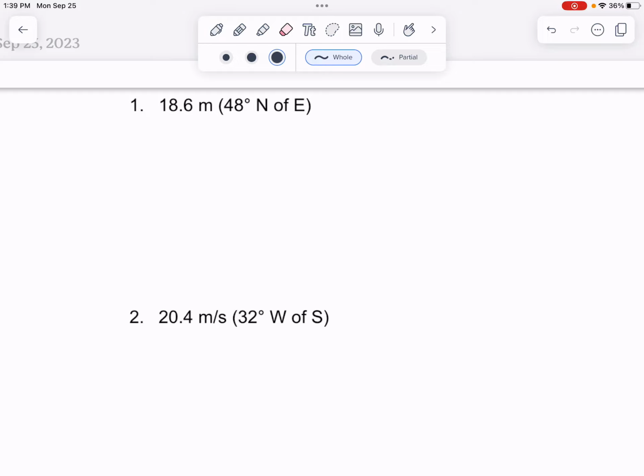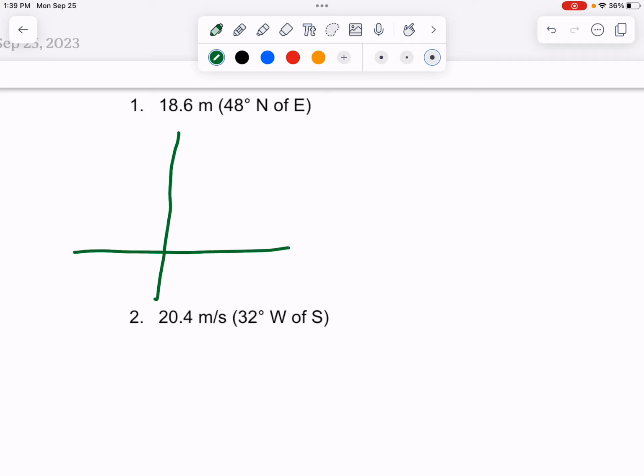Okay, so what we're going to do is draw our vector line. Let me switch over to pen. We're going to draw our direction lines, and I've got north of east, so north and east. Make sure you know your directions. Now I'm going to draw a line through the middle of northeast, and we're going to figure out where that angle line goes.